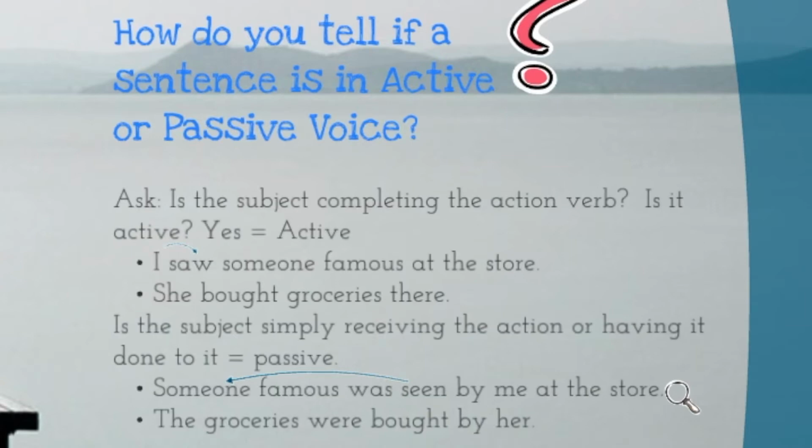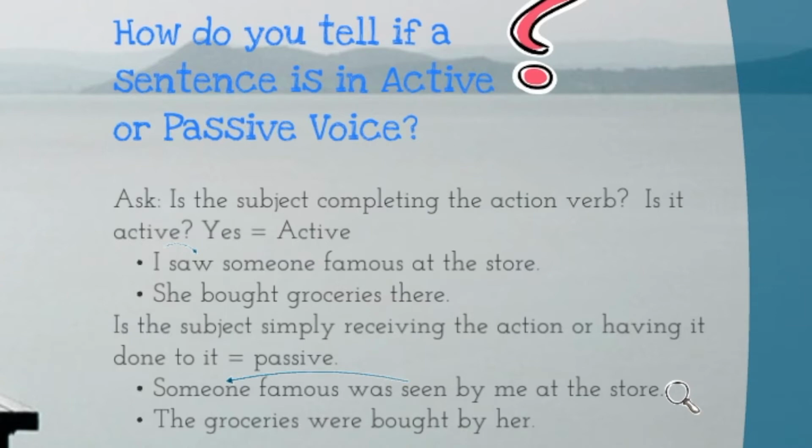How can you tell if a sentence is in the active or passive voice? Ask yourself, is the subject completing the action verb? Is it active? If the answer is yes, it's an active voice sentence. Here's some more examples of active voice sentences. I saw someone famous at the store. The subject is I. The verb is saw. Here, I am doing the seeing, I am doing the action. Therefore, yes, the subject is completing the action. It is an active voice sentence.